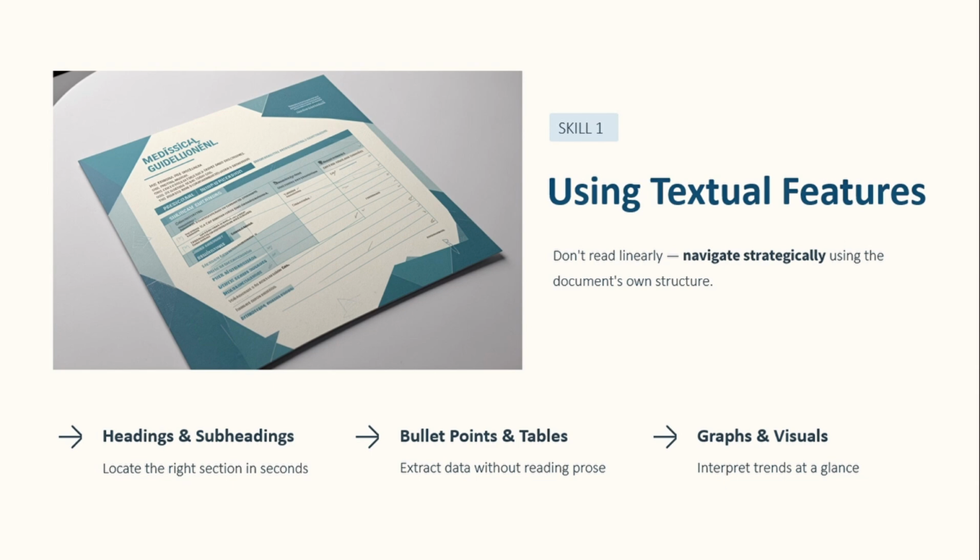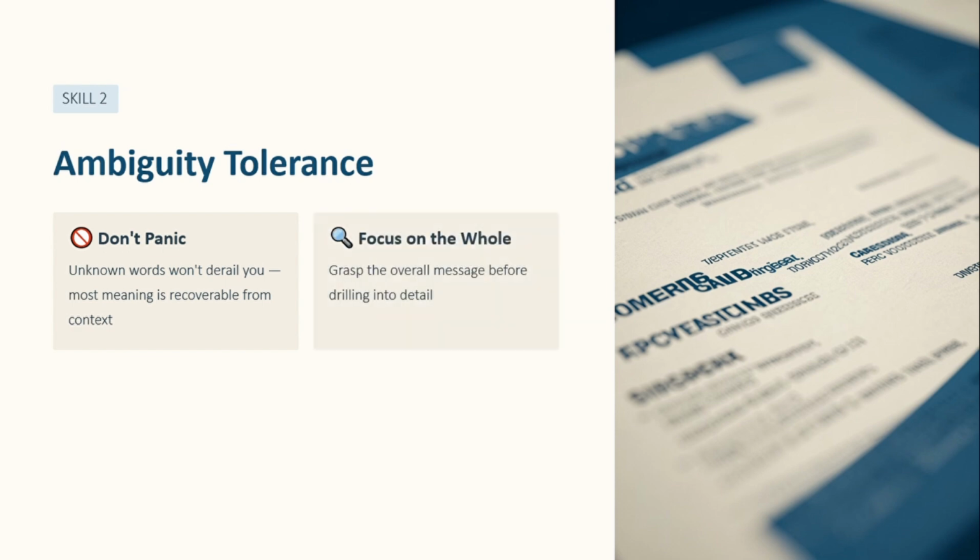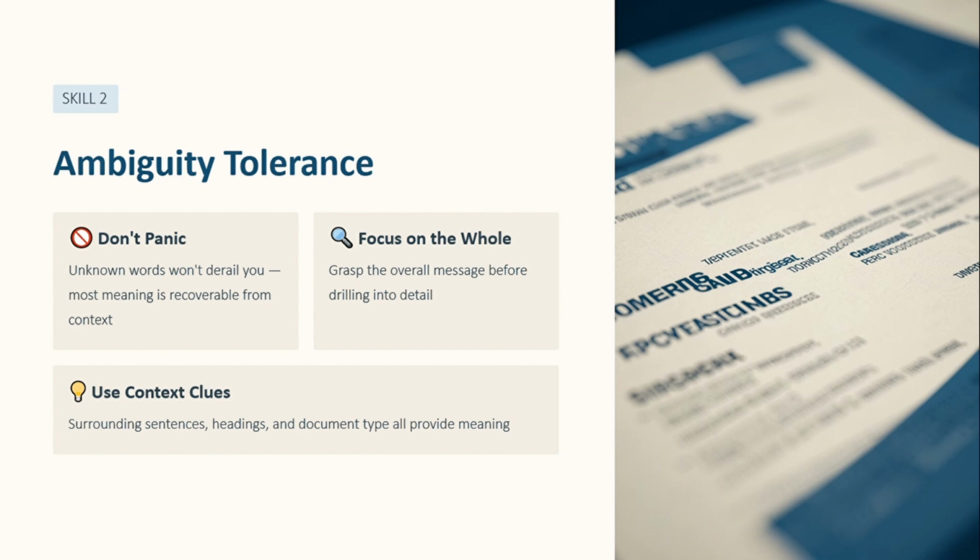Now we'll cover skill 2. Ambiguity tolerance. In the exam, you will come across unfamiliar words, and that is completely normal. The key is not to panic. Focus on the overall meaning of the sentence or paragraph and use context clues to guess unfamiliar terms. For instance, even if you don't know a specific medical term, you can often understand its meaning from surrounding information.